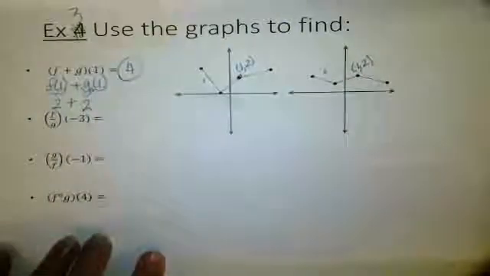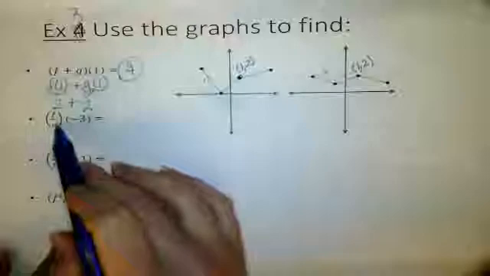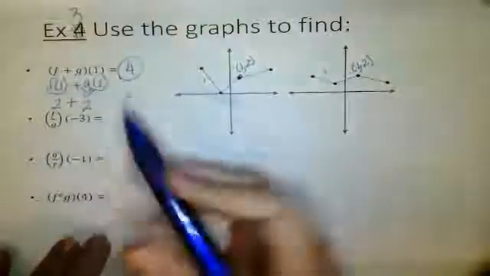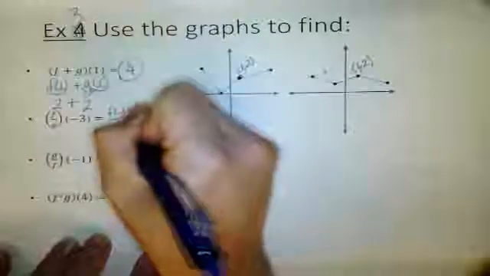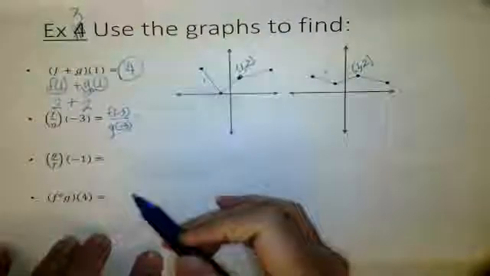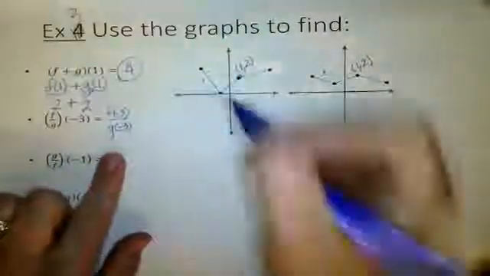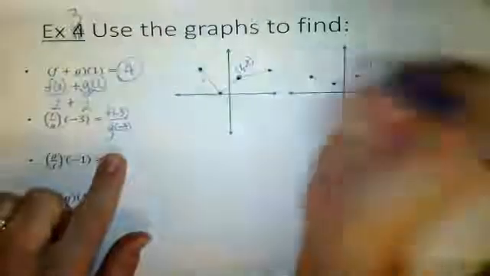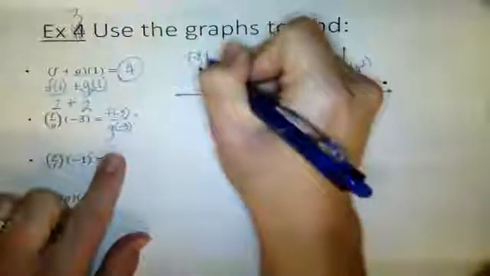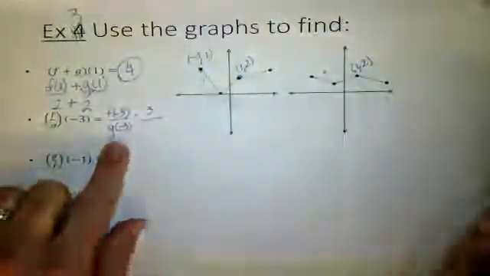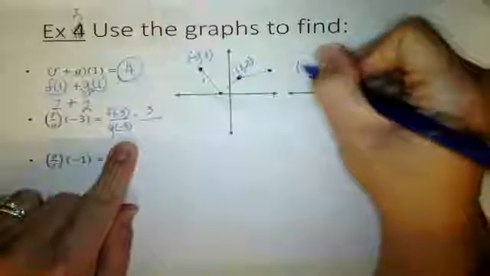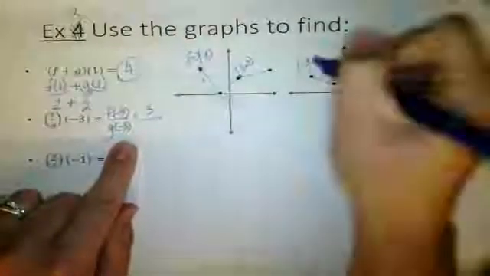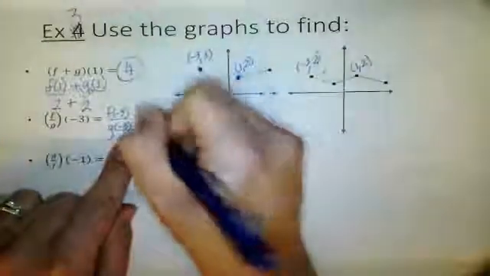What does f over g of negative 3 really mean? f of negative 3 over g of negative 3. And what is f at negative 3? It's actually 3. So the output is 3. And what is g at negative 3? 2. Negative 3, and it has an output of 2. So it's 2. And there you go.